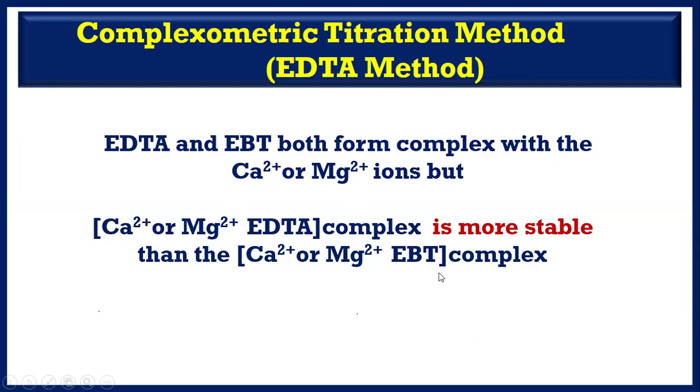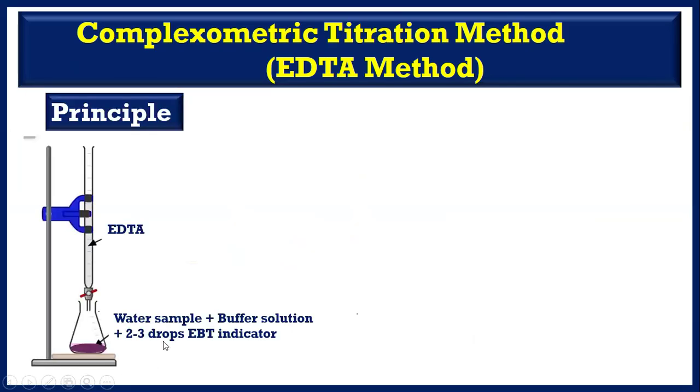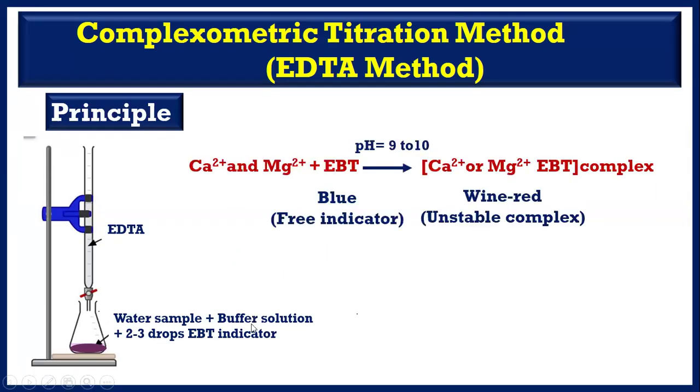And the color of the EBT complex is wine red. So when we titrate the water sample with EDTA, before starting the titration, we add EBT indicator to the water sample. Why the buffer solution? Because this titration is carried out at pH 9 to 10. So when pH 9 to 10 is to be maintained, we have to add a basic buffer solution in this titration. So first we add buffer solution to the water sample, then 2-3 drops of EBT indicator are to be added.